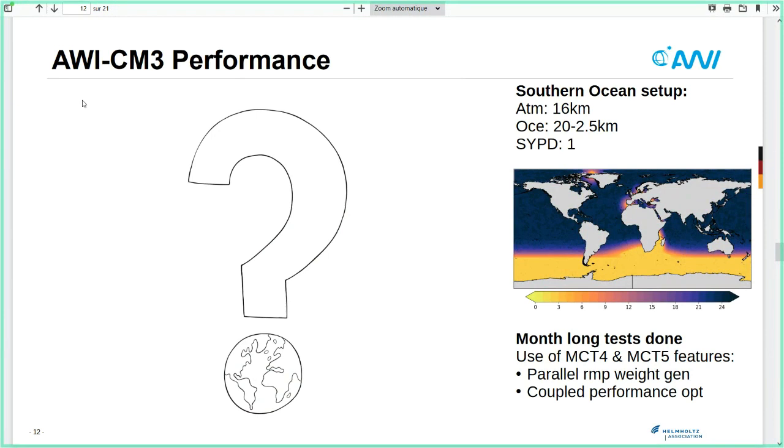And it is usable because of the features that we have in OASIS3-MCT4 and 5, right? If we were not able to do a parallel generation of remapping weights, for example, we would not want to even generate the weights for a configuration like this. And the new load balancing features in MCT5 are really quite useful for balancing out. OASIS3-MCT5. Yes. Did I say OASIS5? Oh, you said MCT5. Yeah, I know.